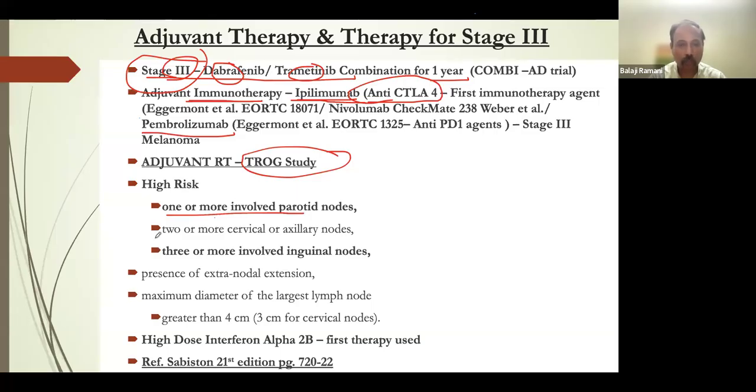Cervical nodes is two or more cervical and axillary. So parotid, even one node is significant. In the neck and axilla, it is two or more. In the inguinal regions, it is three or more. So all these are considered to be high risk features.